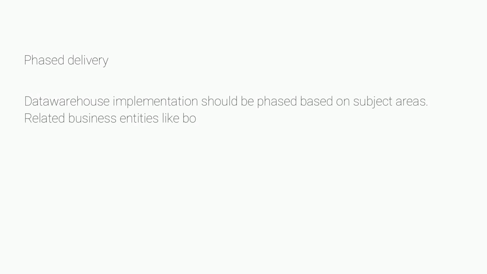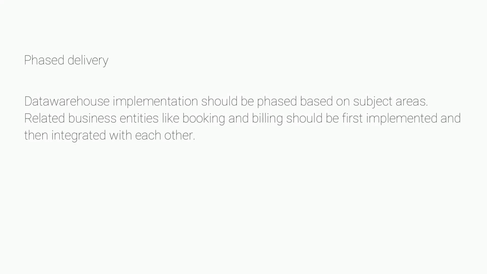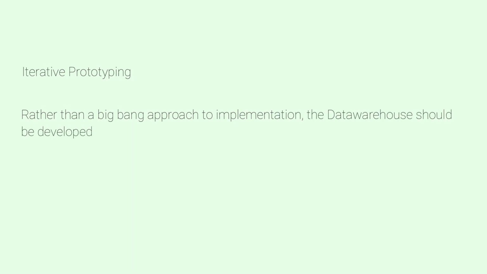Phased delivery: data warehouse implementation should be phased based on subject areas. Related business entities like booking and billing should be implemented first and then integrated with each other. Iterative prototyping: rather than a big bang approach to implementation, the data warehouse should be developed and tested iteratively. Okay, next. Here are key steps in data warehouse implementation along with their deliverables.